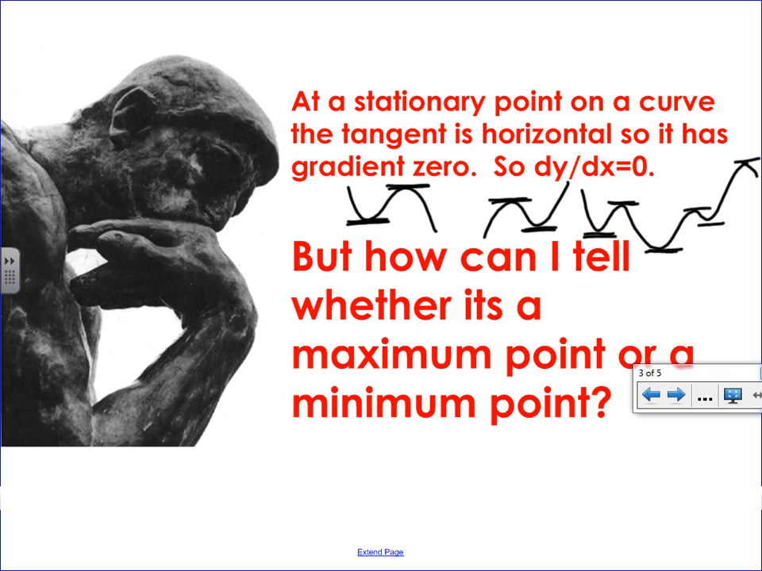So all of these points have got a gradient of 0, and the question is, even finding out that the gradient is 0 doesn't tell us whether it's a minimum or a maximum, it just tells us it's a turning point. And finding out whether it's a minimum or maximum, this is called classification. So you might see a question that says, find and classify the stationary points.